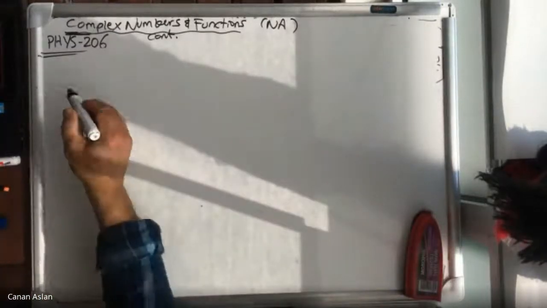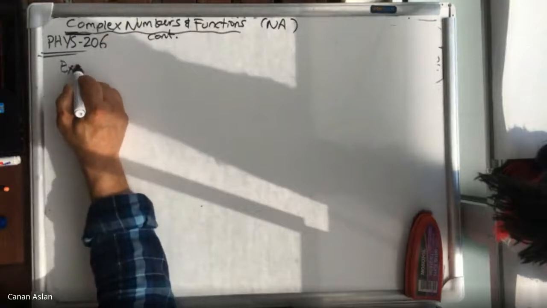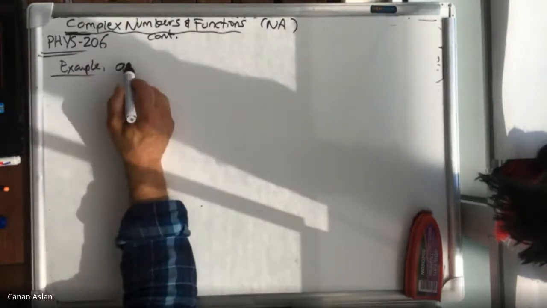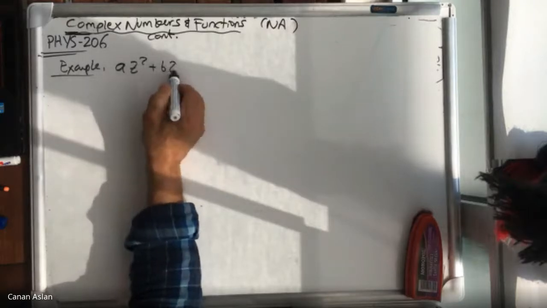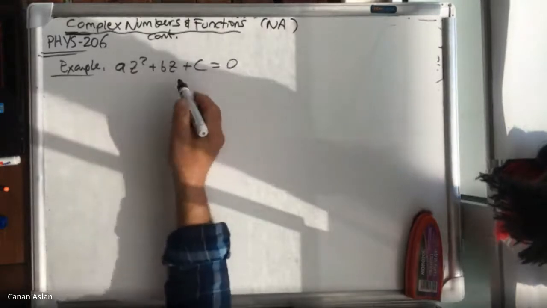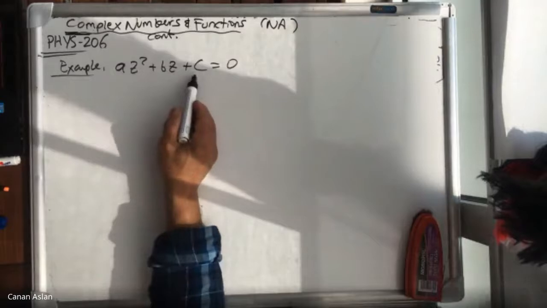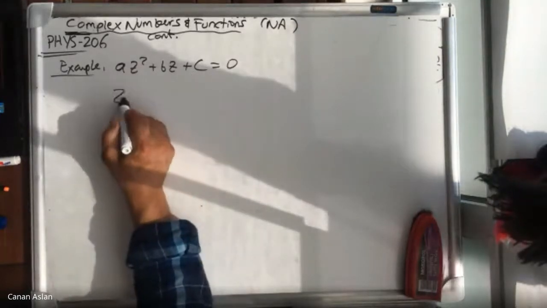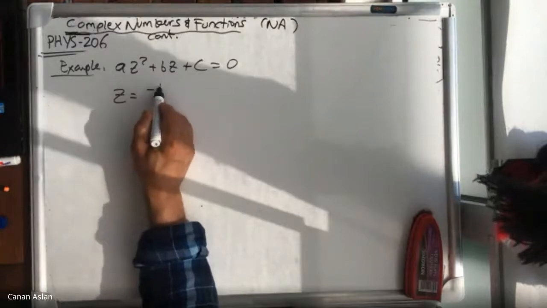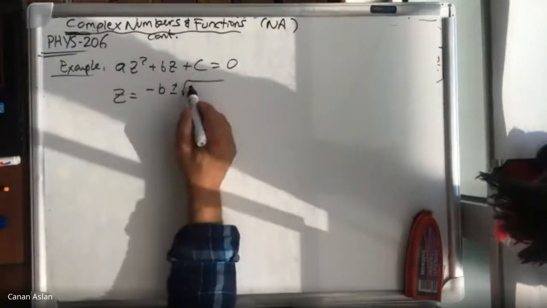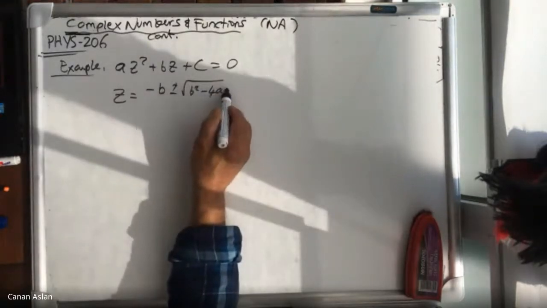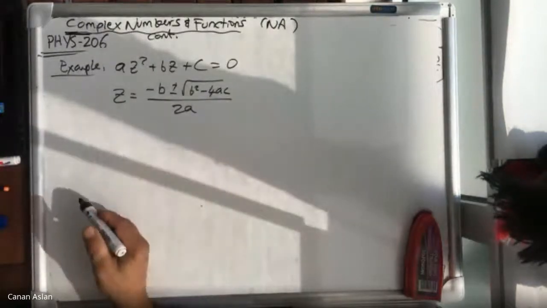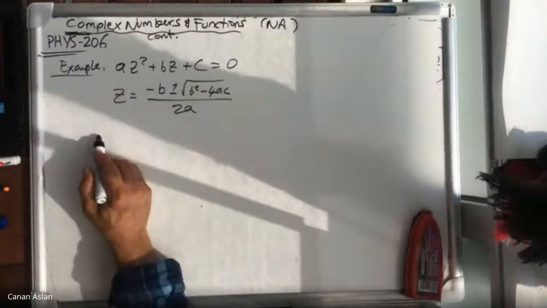Okay, so suppose that in the second example you have az squared plus bz plus c equals 0. As you see, this is a second order equation, but in complex form. But the roots are still minus b plus and minus square root of b squared minus 4ac divided by 2a.